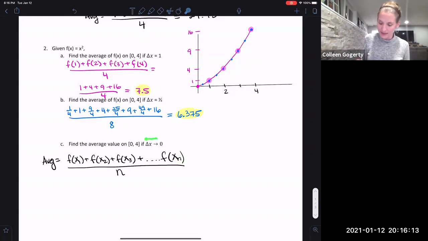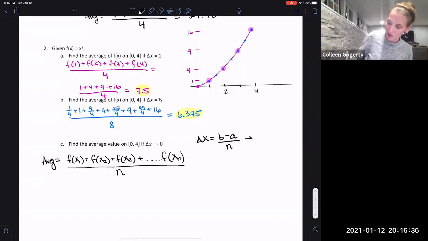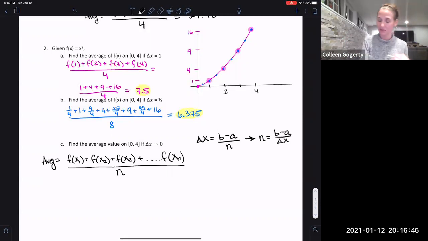So where does this value come in? Well, we've learned in previous sections that delta x can be found by taking the difference between the interval endpoints divided by the number of points or values that we're trying to calculate. So let's do a little bit of algebra manipulation. What's going to happen is that n is going to be b minus a over the change in x.